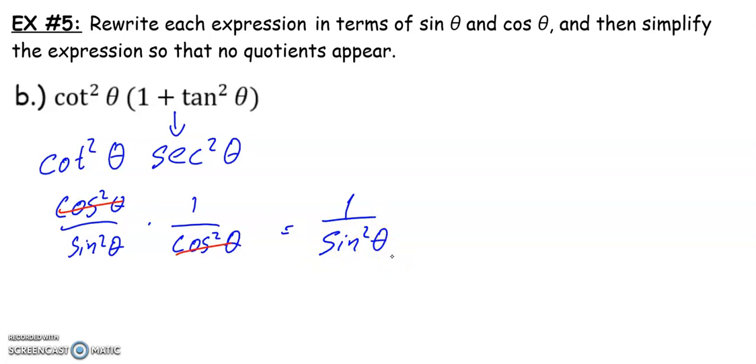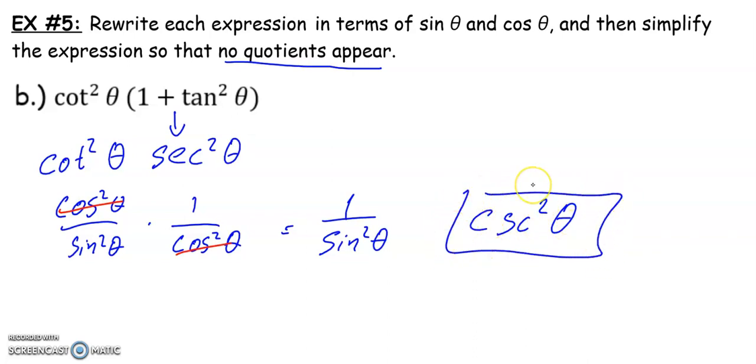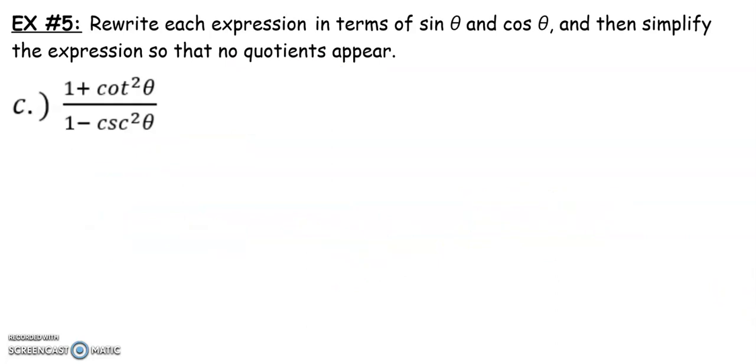Now, sine squared theta by itself is okay. It's not a Pythagorean identity. I really can't do anything with it. So I've got it down as simplified as a sine or a cosine can be. But we said no quotients, no fractions. So since sine's on the bottom, I'm going to make it a cosecant squared theta, and that is my final answer. Now, you could have attacked it a different way, and that's okay. That's just the way I chose to attack it.